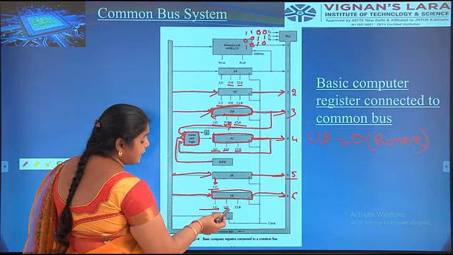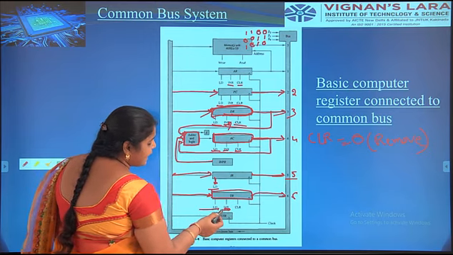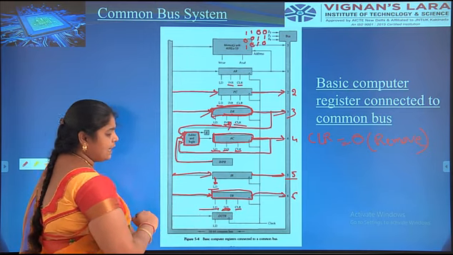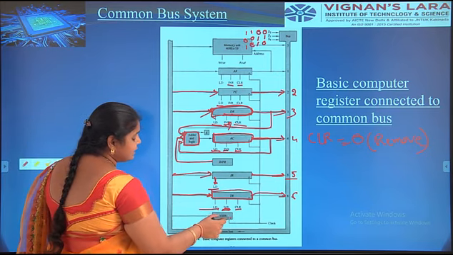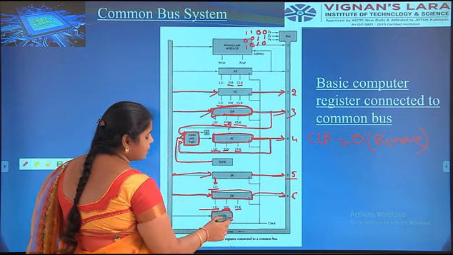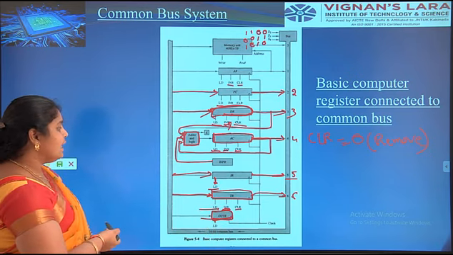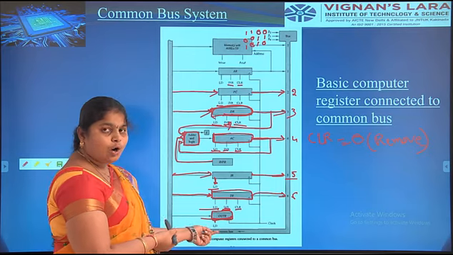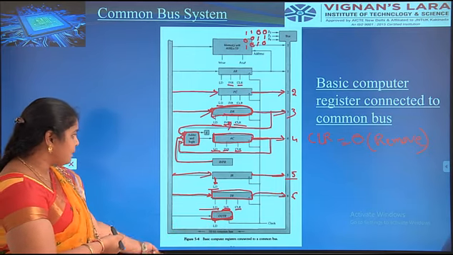Here TR, the temporary register, contains increment and clear operations. Here the output performs the operation and the result is transferred to the output devices. It also contains the load capability. This is a 16-bit common bus.